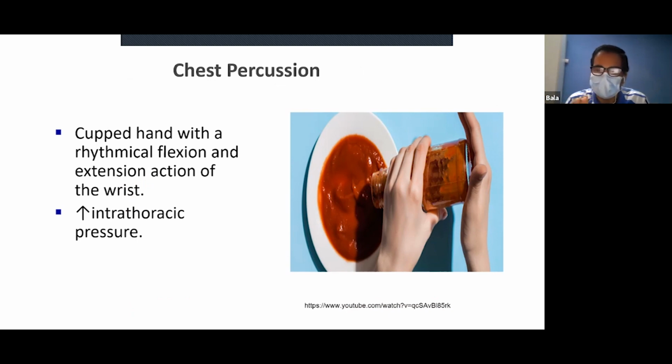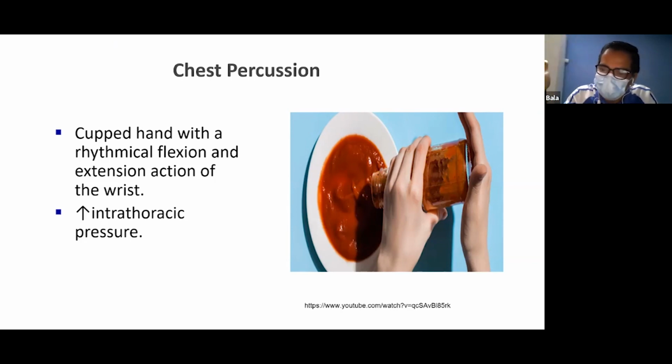I'll go to my second slide. So the second technique, which is commonly used, is chest percussion. If you ask anybody what is chest physio, they will say clapping. They just show clapping. This is something known universally. This chest percussion, I put this here. For example, you have a ketchup bottle and you want to get the ketchup which is just stuck in the bottle, right?